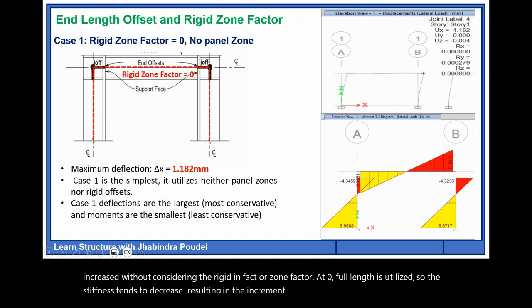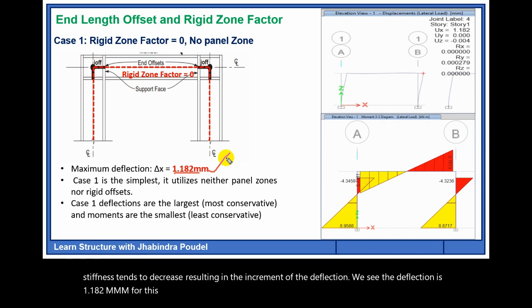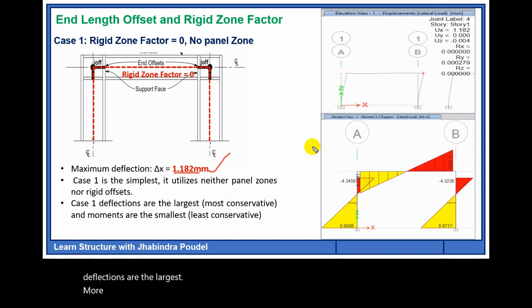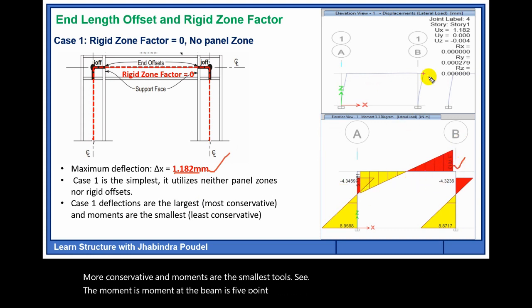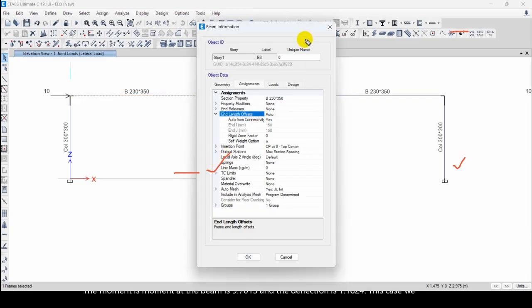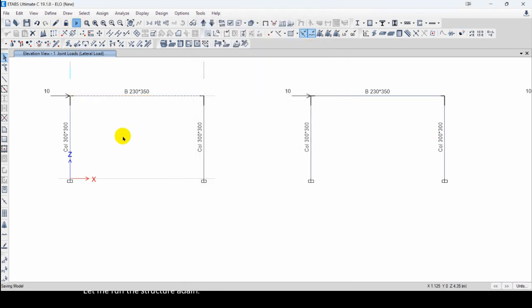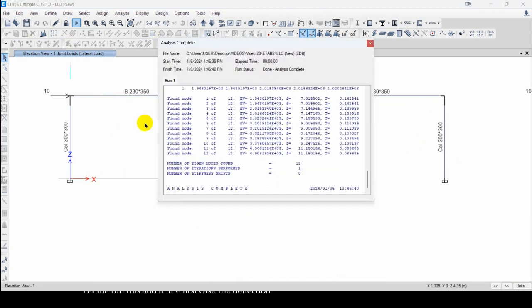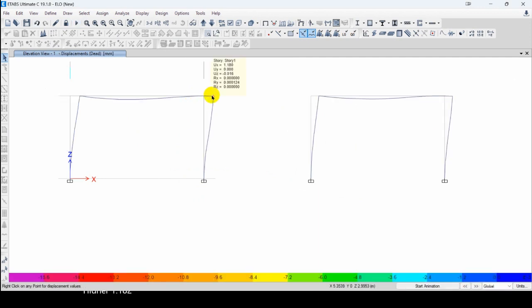the deflection. We see the deflection is 1.182 for this case, which utilizes neither the panel zones nor rigid offset, and the deflections are the largest, more conservative, and moments are the smallest. We'll see the moment at the beam is 5.7013, and the deflection is 1.182 for this case. We check in ETABS as well. Let me run the structure again. And in the first case, the deflection is higher, 1.182.